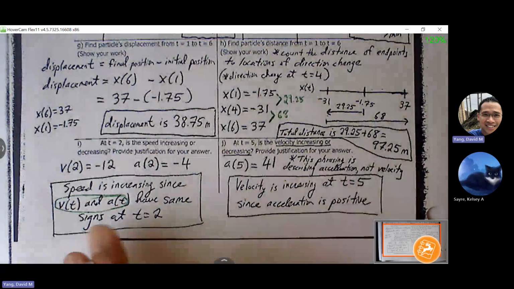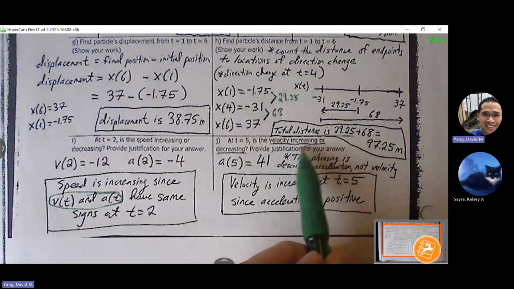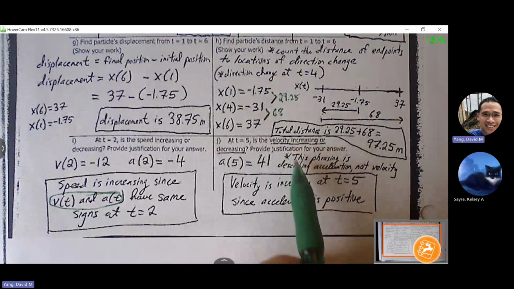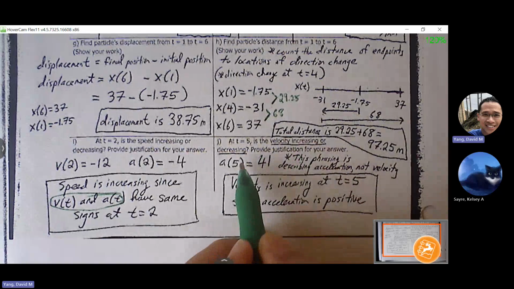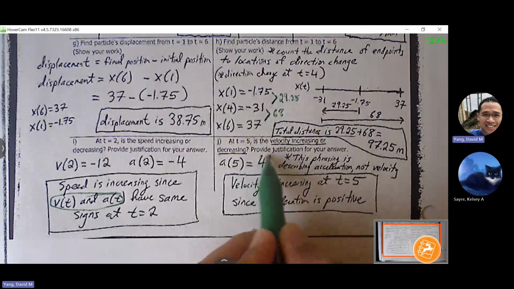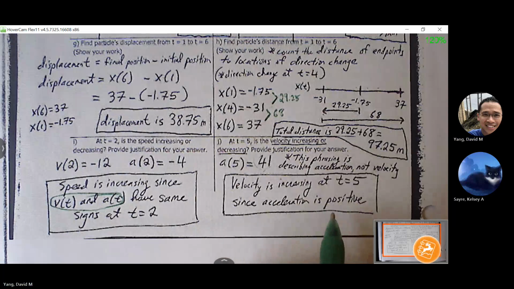Okay, at t equals 5, is the velocity increasing or decreasing? This is not talking about velocity. This is talking about the rate of change of velocity. So this is just describing acceleration. So we just look at acceleration. Acceleration at 5 is 41. That's a positive number. So velocity is increasing at t equals 5 because acceleration is positive.